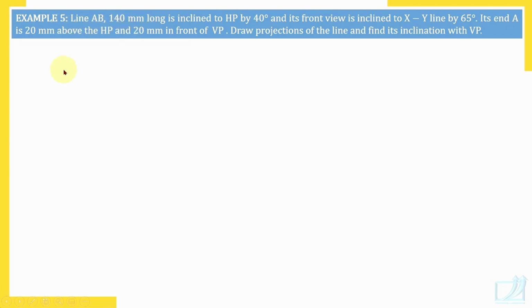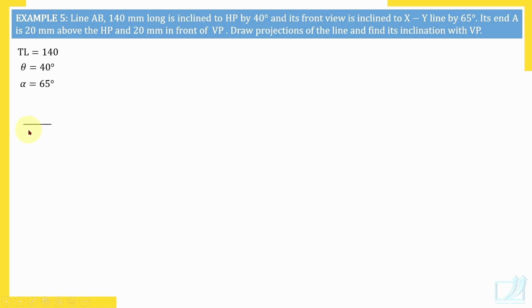Line AB, 140 millimeters long, so true length is 140 millimeters, is inclined to HP by 40 degrees. So theta is given as 40 degrees, and its front view is inclined to XY line by 65 degrees. Listen clearly, it is mentioned that the front view of the line is inclined to XY line by 65 degrees. Now what notation do we use for inclination of the front view of a line? Alpha. So alpha is given as 65 degrees. Its end A is 20 millimeters above HP and 20 millimeters in front of VP.